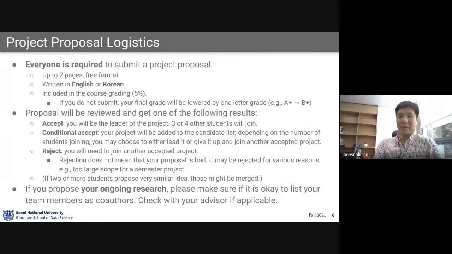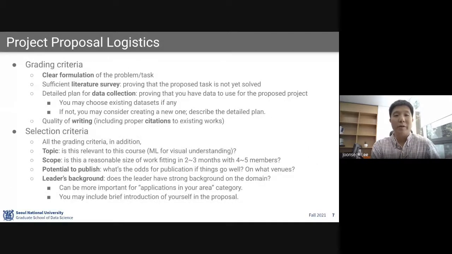Okay. Here's the grading criteria. These are basically the things that I showed in previous slides that I would like to see in the proposal. So, clear formulation of the problem and task. This should be very clear, and I should be able to just understand, okay, this is the problem they would like to tackle. And sufficient literature survey to prove that the proposed task is not yet solved. So please list all the previous works that you have found and summarize what they have done, what ideas they have generated, and how they performed, just like in a paper. And detailed plan for data collection, I already told.